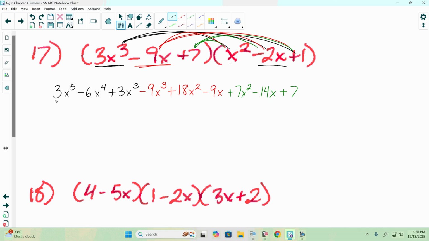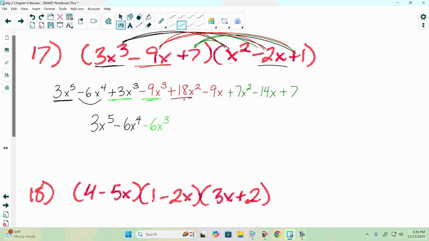And lastly, we're going to combine our like terms. So we have 3x to the 5th. There are no other like terms with x to the 5th. Now I would look at my x to the 4th. And again, there are no other x to the 4th terms, so it's just minus 6x to the 4th. Now, x cubed, we have 2. 3x cubed minus 9x cubed. 3 minus 9 would be negative 6x cubed.